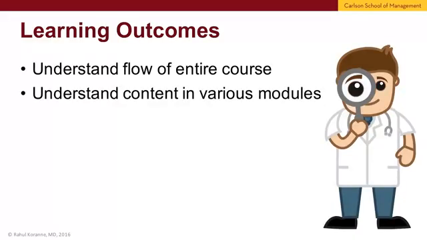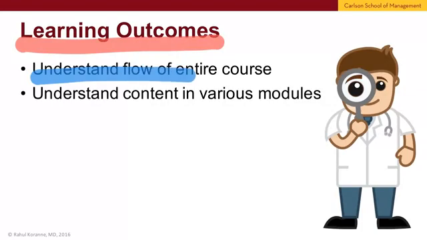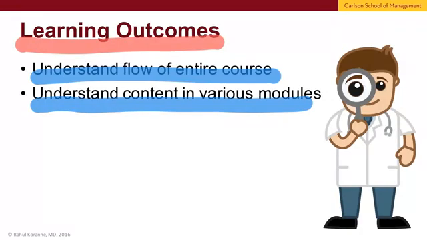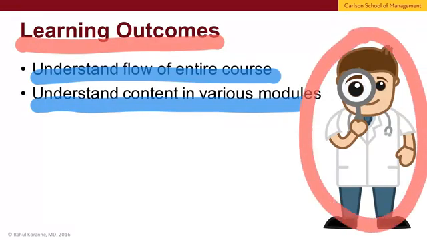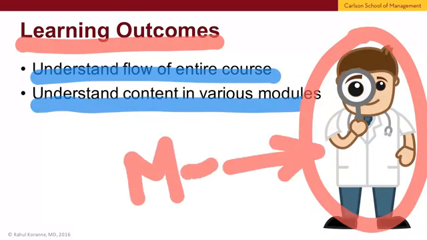Typically at the beginning of each of the lectures, I will have this slide which lays out the learning outcomes or the objectives for that particular lesson. For example, for this lecture 1.1.1, the learning outcomes are that we will understand the flow of the entire course and also understand the content in the various modules. And on the right here, you will become familiar with this particular icon. This is supposed to be me. As you know, I am a physician, and this icon will show up throughout the course in different modules, lectures, and quizzes, to point you to some of the important key learnings I want you to remember.